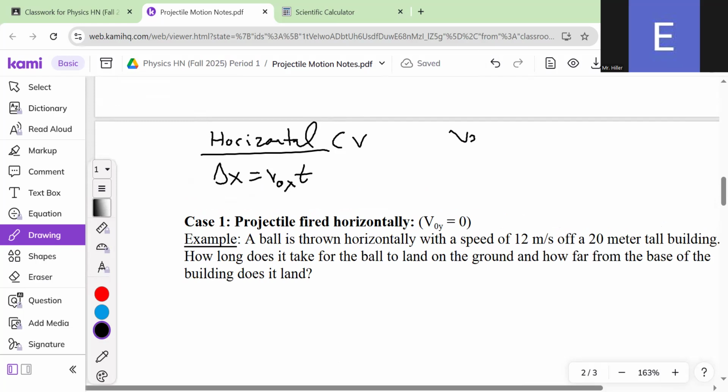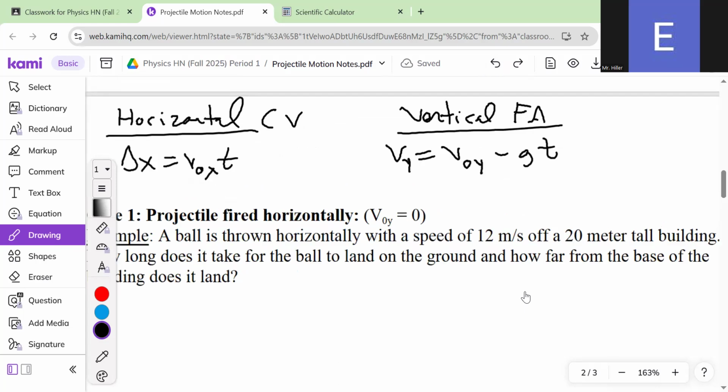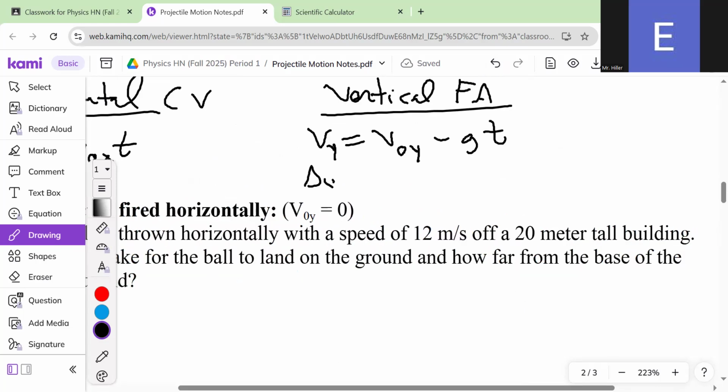Now, vertical free fall acceleration is going to require 2 different equations. One will be vy equals v naught y minus gt. This is going to be handy to find the vertical component of velocity as a function of time. The other one you'll need is delta y equals v naught y times t minus 1/2 gt squared.